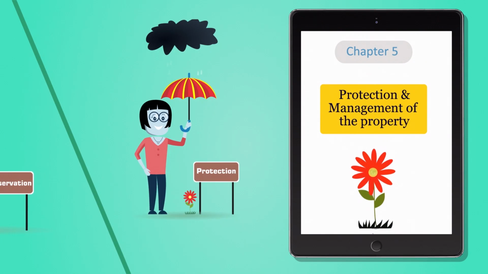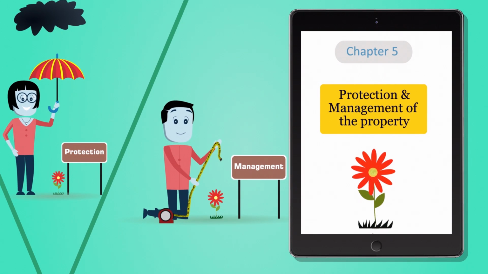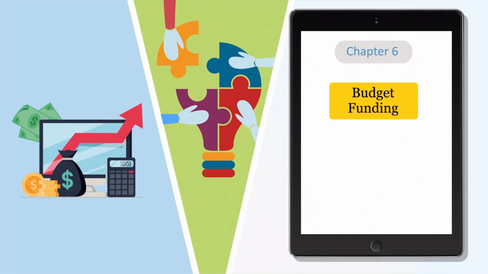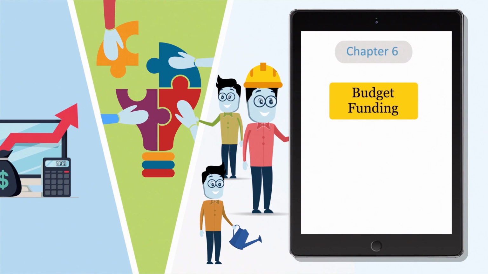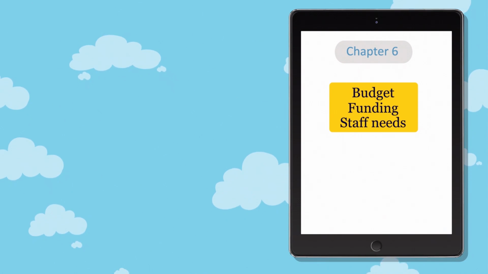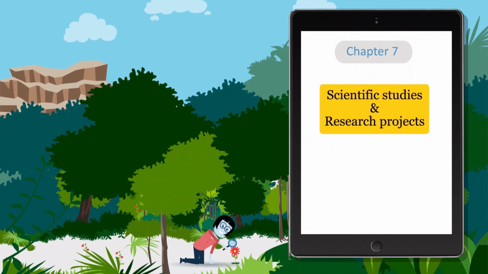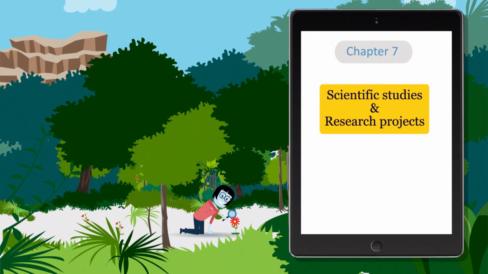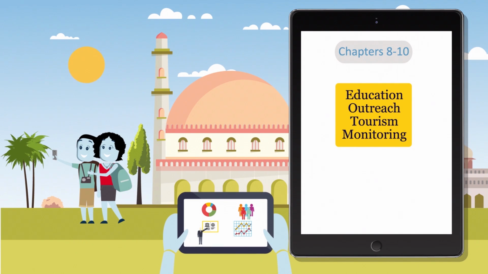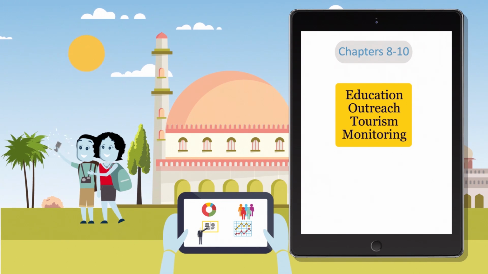Chapter 5 asks about the protection, management and monitoring of your property and its outstanding universal value, while Chapter 6 asks for the budget, funding and staff needs at your property, and Chapter 7 asks you whether there is research being carried out related to your property. In Chapters 8, 9 and 10, you will be asked about education and outreach, how tourism is managed, and how monitoring of conservation is carried out at the property.